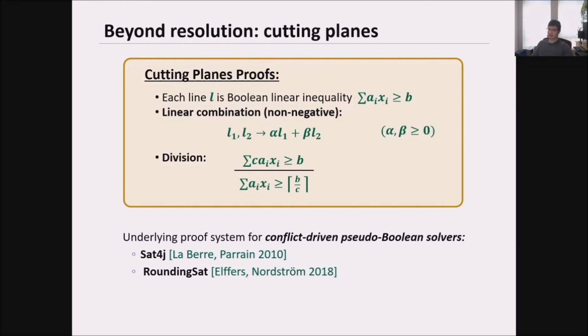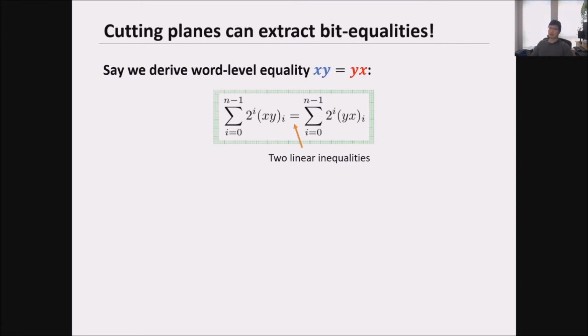So how do cutting planes and these solvers do with this bit extraction problem, which we proved before was hard for polynomial calculus? Okay, so say we derive the following word level equation that says that xy equals yx. So on the left, we have the value of the bit vector xy, and on the right again, we have the value of the bit vector yx. And keep in mind that in cutting planes, we're working with inequalities. So whenever we write this equation in cutting planes, what we really mean is the two corresponding linear inequalities. And it's not too difficult to show that cutting planes has a very small linear length proof that can actually extract all of the bit equalities that go along with this word level equality.